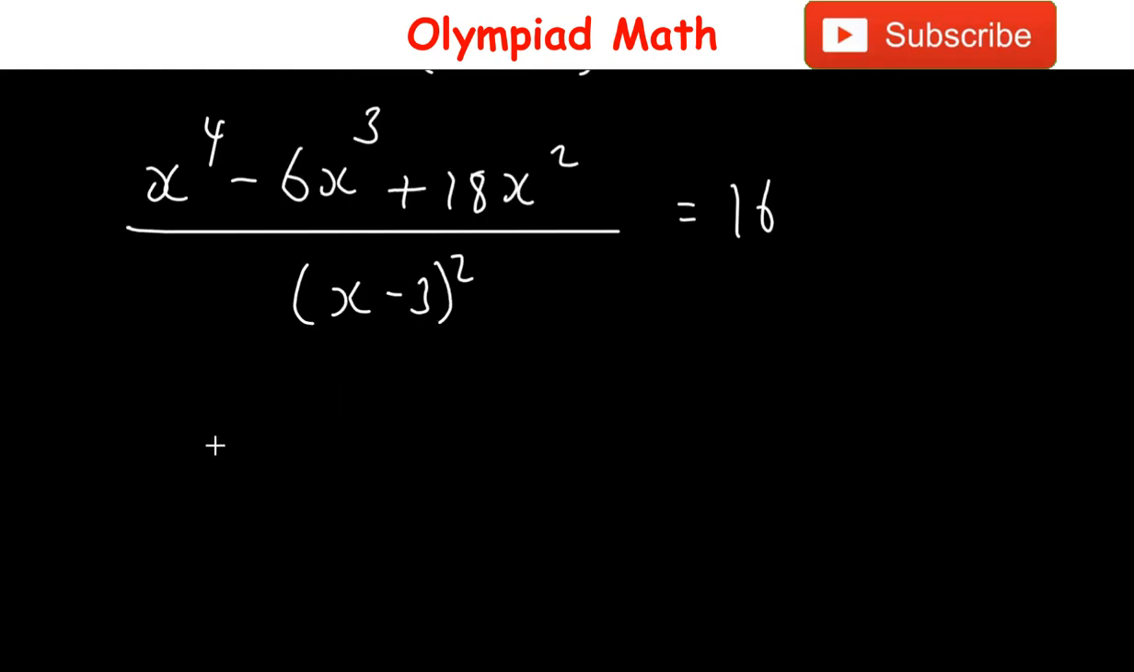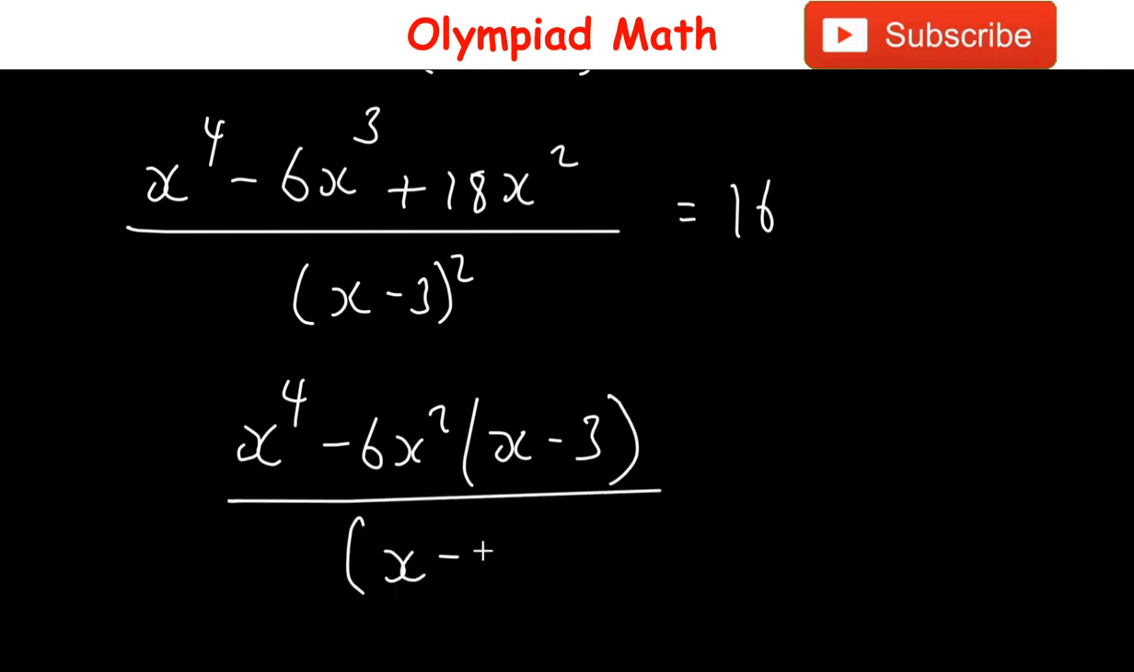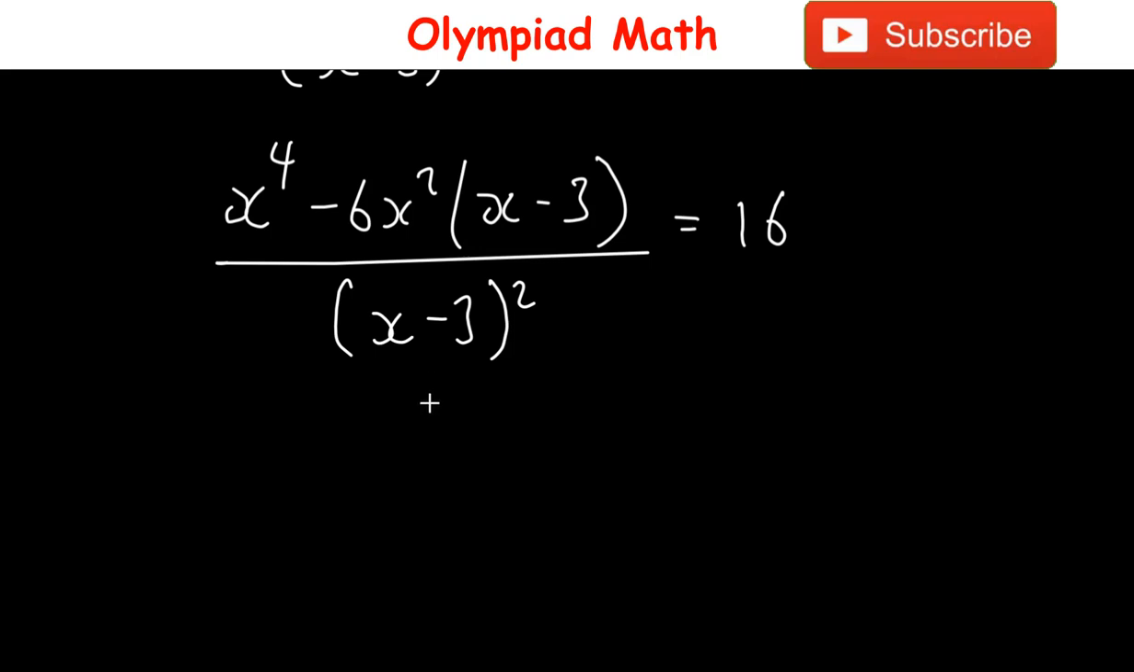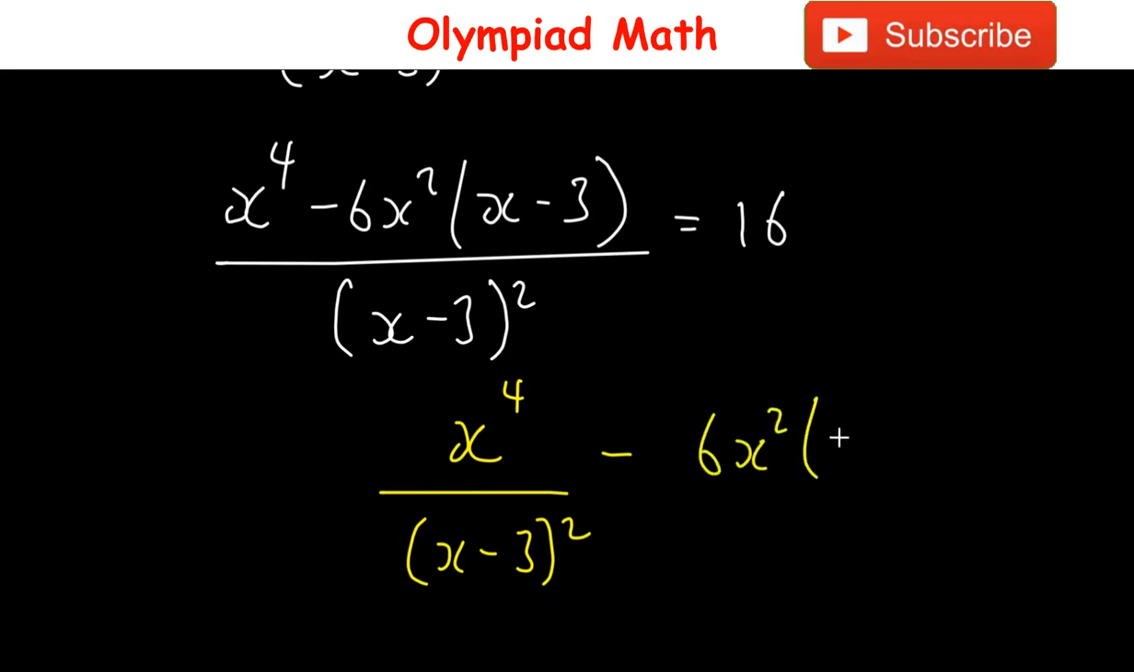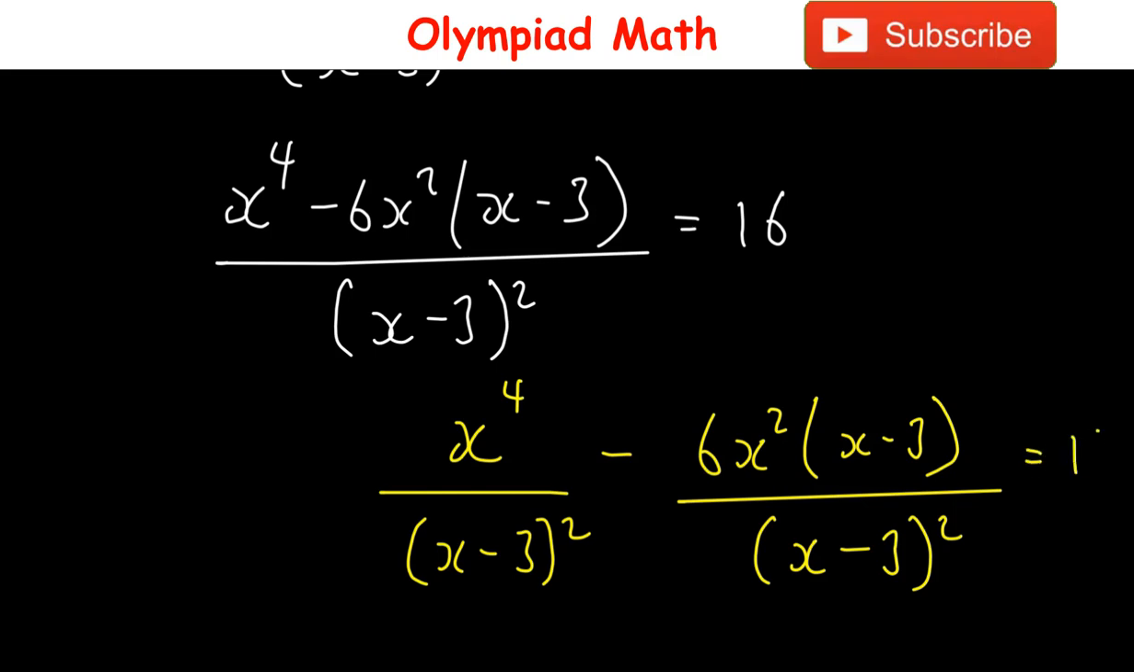Next, this expression can be written as x raised to power 4, then factorize out minus 6x squared from this. We are then left with in bracket x minus 3, then divided by in bracket x minus 3 all raised to power 2, and this equals 16. So if we split this fraction, we have x raised to power 4 over in bracket x minus 3 all squared, then minus 6x squared in bracket x minus 3, divided by in bracket x minus 3 all raised to power 2, and this equals 16.